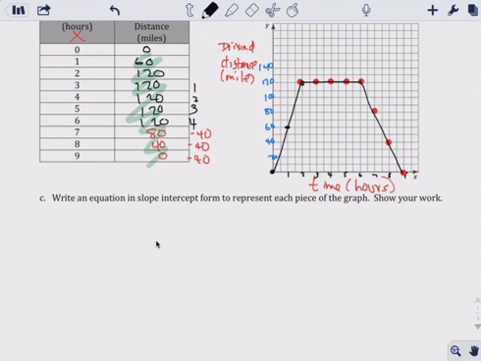Write an equation in slope-intercept form to represent each piece of the graph. Okay. First piece. The first piece is 0 to 2 hours. Okay? In math, that's how you write 0 to 2.